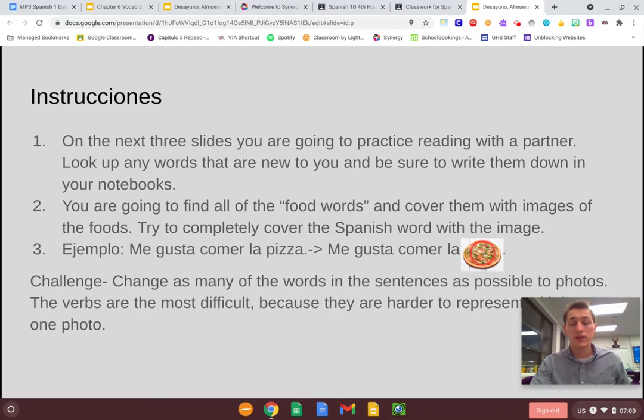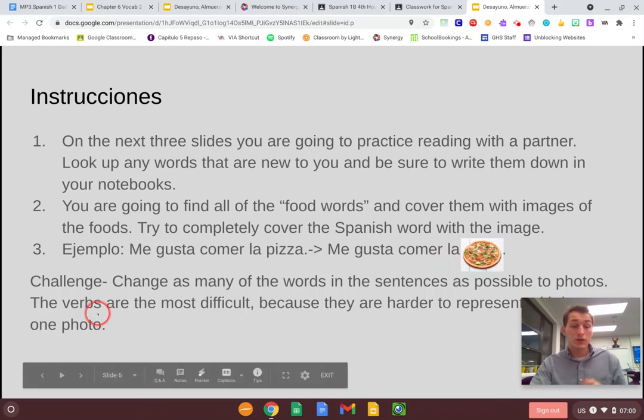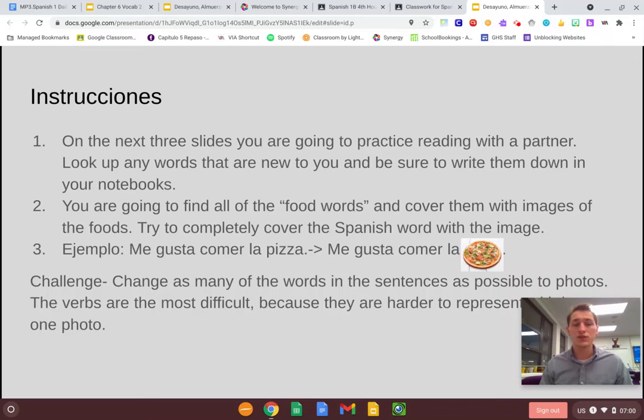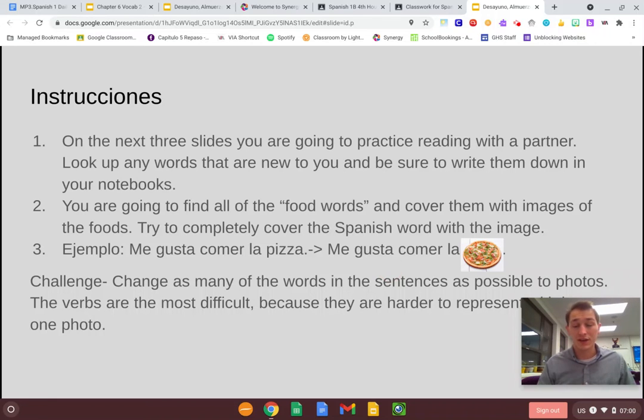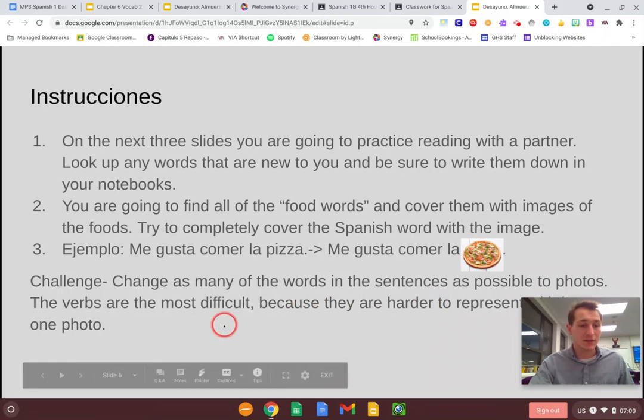So what I want you to do is take una foto, take the photo, and try and cover the word there with the food. So for a challenge for some of the students that may find this too easy and it goes really quickly, I'd like you to change as many of the words in the sentence as possible to photos. All right, so like me gusta, you might want to put a thumbs up button, like the like from YouTube or from Facebook or something like that.